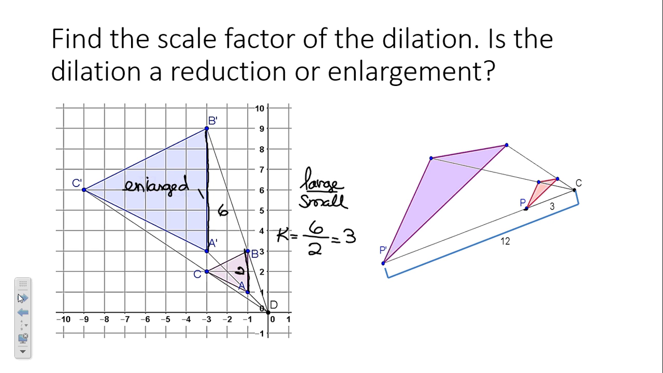So was this an enlargement or a reduction? Enlargement again. Okay, so one more enlargement. So what do we divide? What by what? Large divided by small. So K is 4.